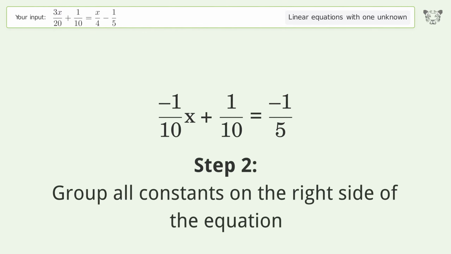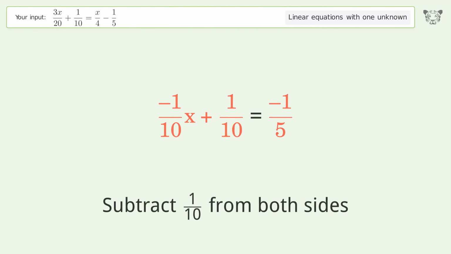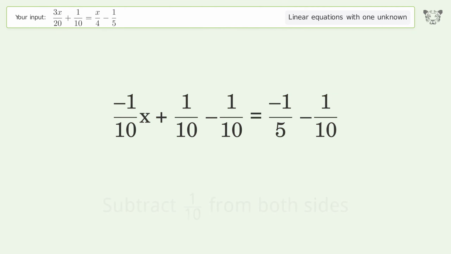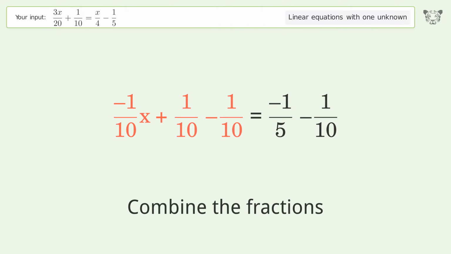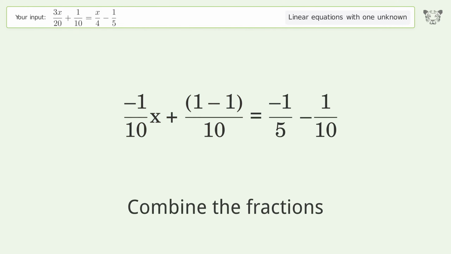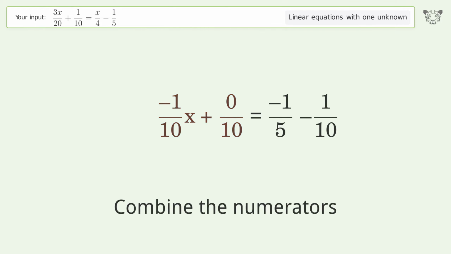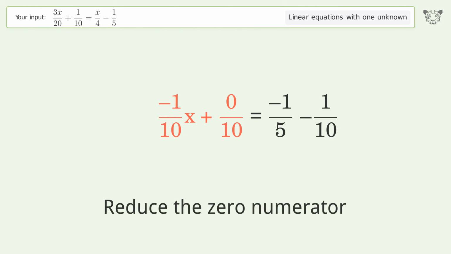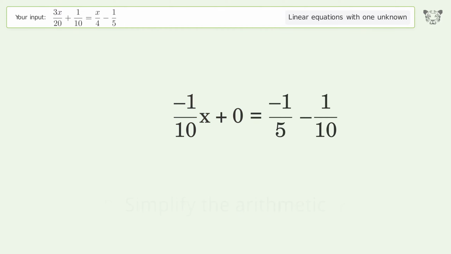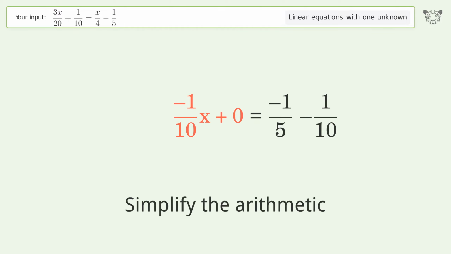Group all constants on the right side of the equation. Subtract 1 over 10 from both sides. Combine the fractions. Combine the numerators. Reduce the zero numerator. Simplify the arithmetic.